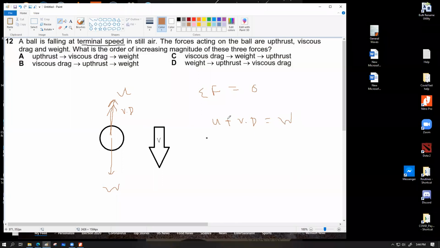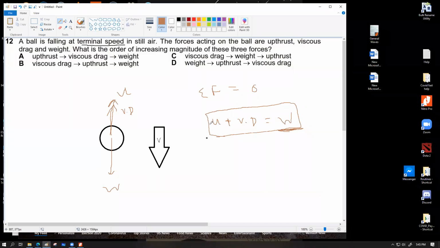This essentially tells us that among these three forces, weight has to be the biggest one. Try to understand. Among these three, weight has to be the biggest force, because the sum of these two is equal to weight. Can we establish that factor, everyone? Yes. Yes, sir. All right. So this is the scenario. Therefore, upthrust plus viscous drag is equal to weight.